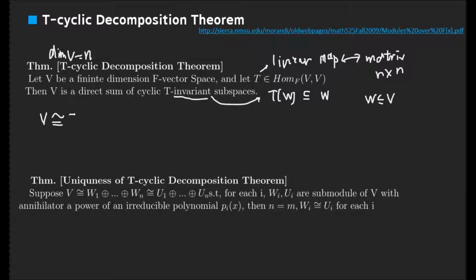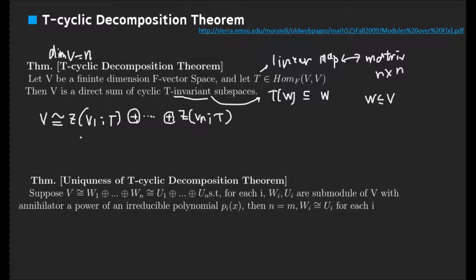The form is the G, V1, T, up to G, Vn, T. And the remarkable point is that each member of this decomposition is clearly a T-invariant subspace.